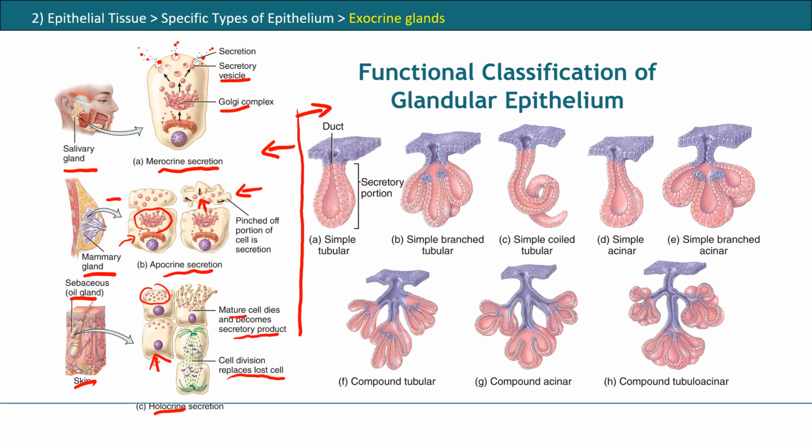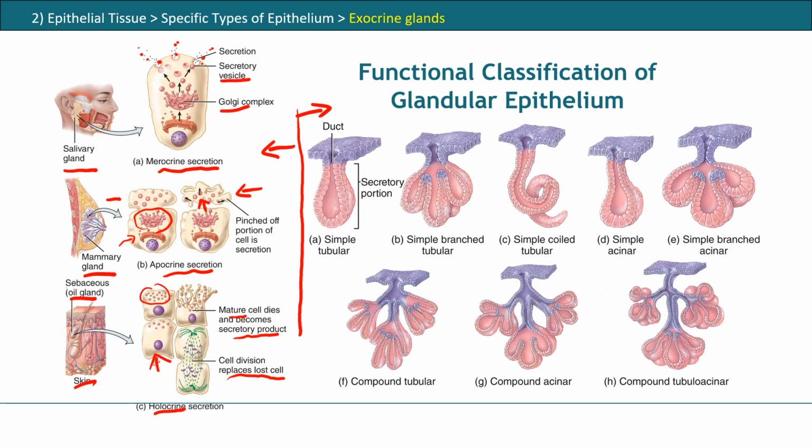Okay, so I showed you three types of secretion that are very different: the merocrine, apocrine, and holocrine. In each one of those, the cell doesn't lose anything. You just secrete it through vesicles, or in the other one, you need to produce a new cell because the cell died and became part of the secretion.